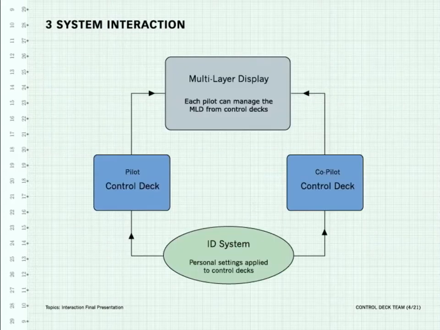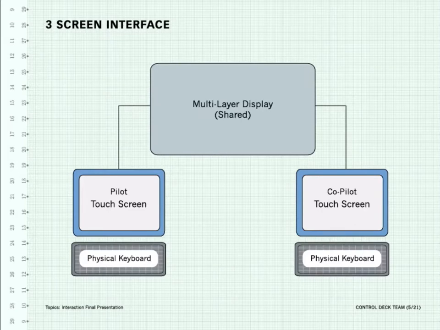The control deck is a part of a larger interaction between three groups: the ID system, the multi-layer display, and the control deck. The ID system brings in personal settings for each pilot, which are applied to the control deck system. From these control decks, the pilots can manage and adjust the multi-layer display, which is a larger shared screen between the two pilots. Each control deck consists of a touchscreen and a physical keyboard. They both communicate with the multi-layer display.